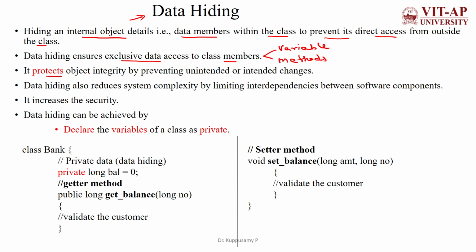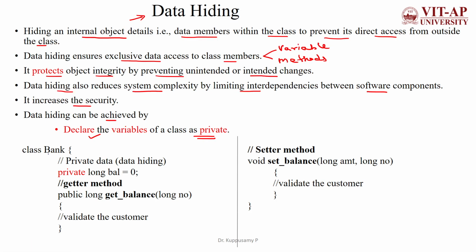It protects object integrity by preventing unintended or intended changes. Data hiding also reduces system complexity by limiting interdependencies between classes, that means software components, and it increases security. It can be achieved by declaring the variables of a class as private to hide the values of those variables.